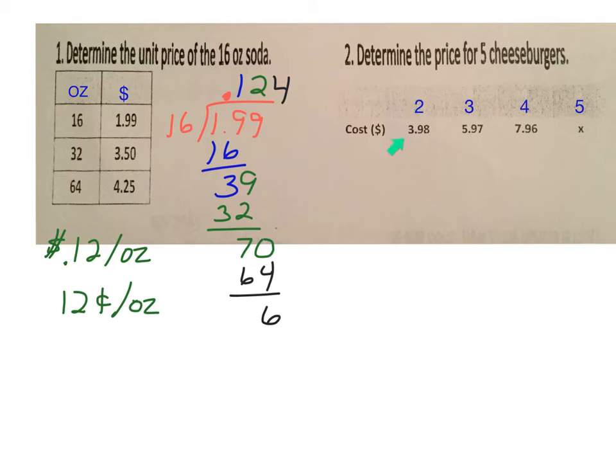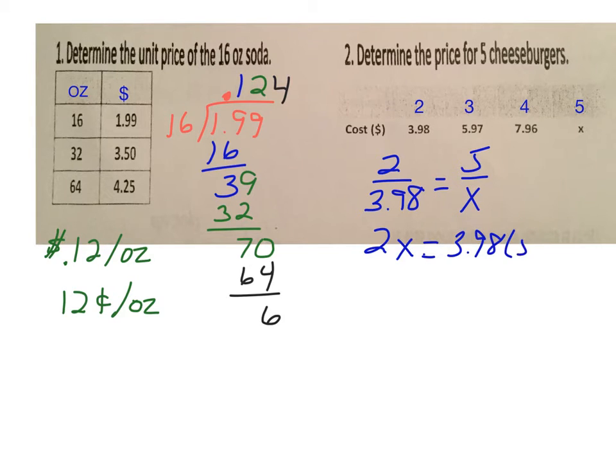I'm going to choose the smallest number so we could deal with that 2. So I'm going to have 2 out of $3.98 equals 5 out of X. And I'm going to go ahead and cross multiply to solve it. 2X equals 3.98 times 5. And you go off to the side to solve it.